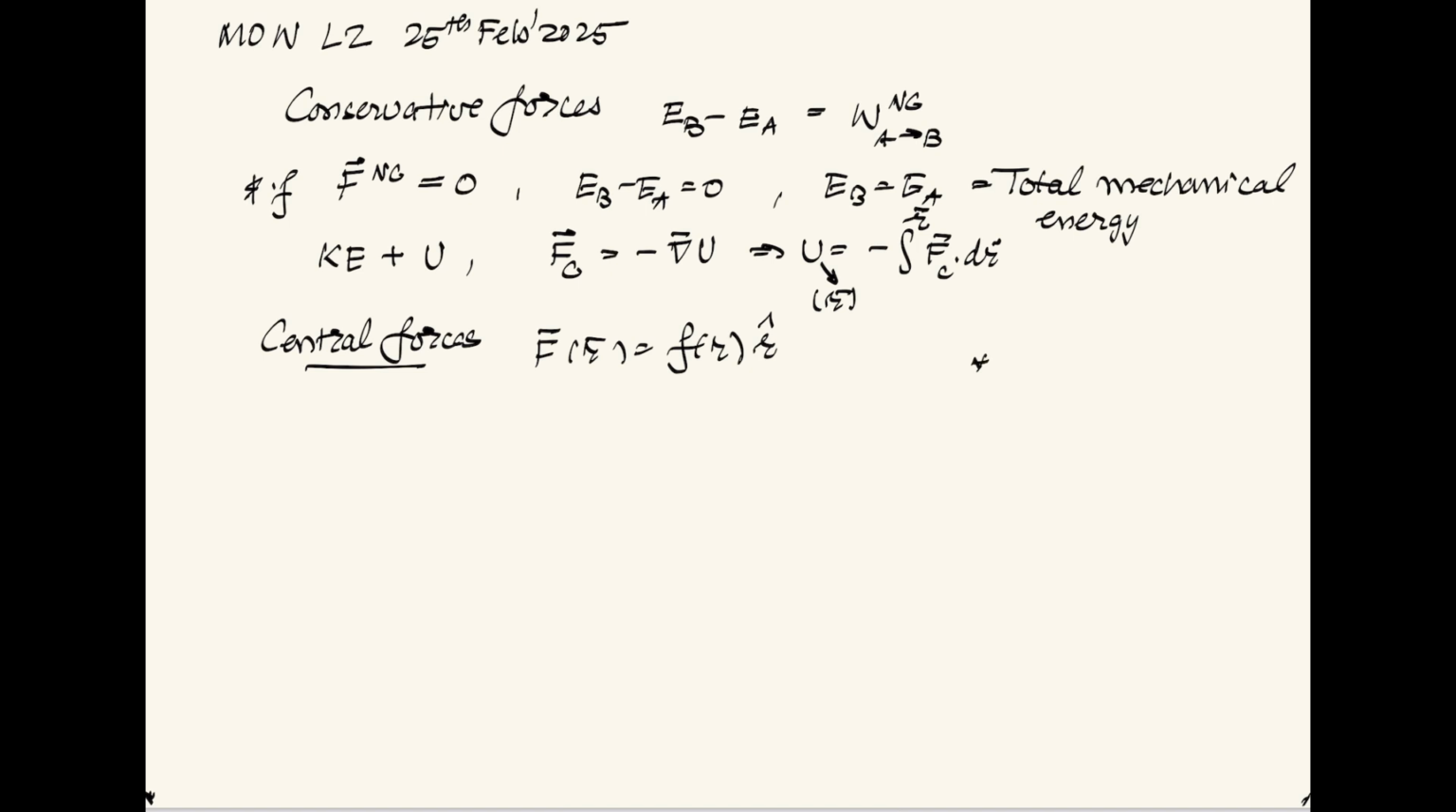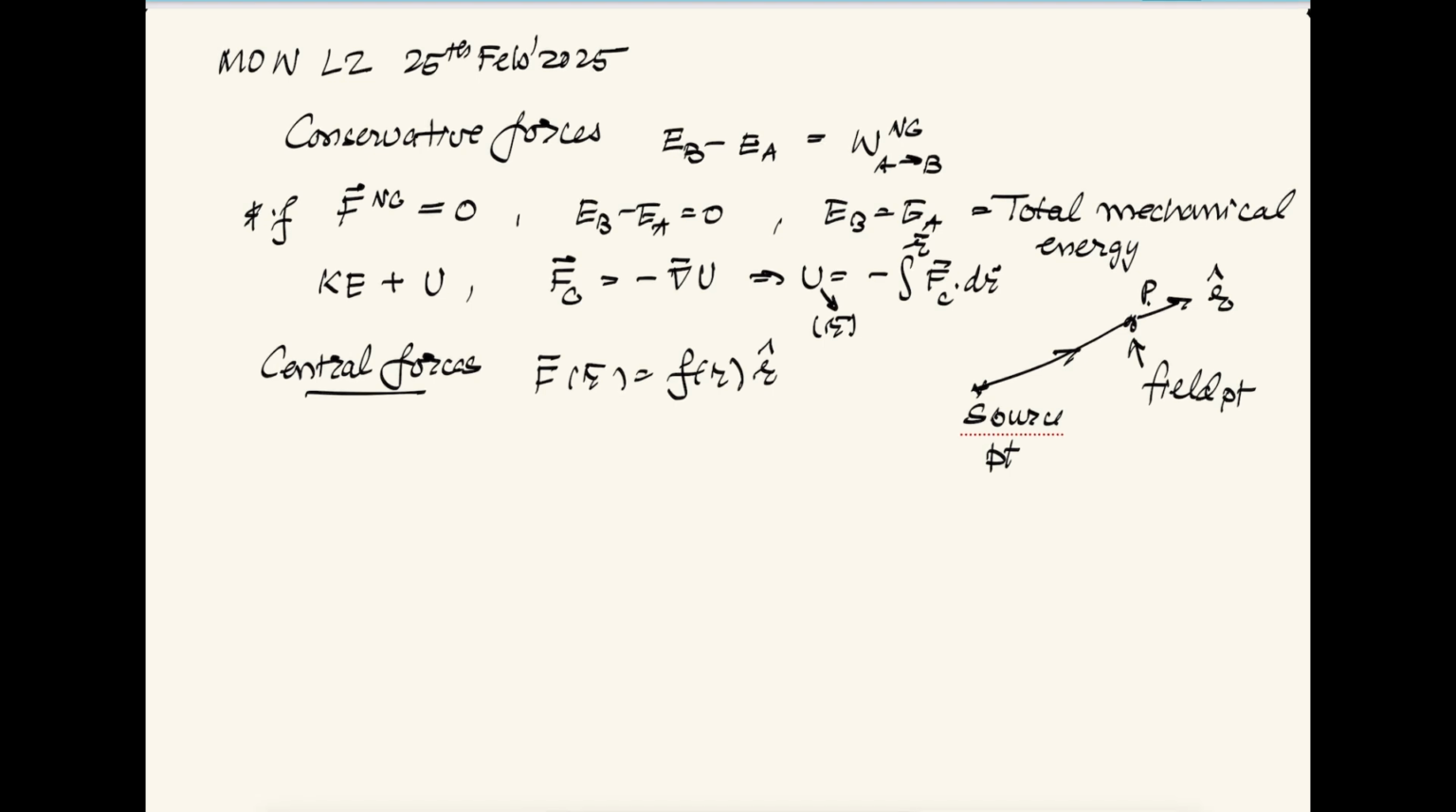So supposing this is the source of the force, and let us say I'm interested in some point P over here, which I'm going to call the field point, and this is what I'm going to call the source point. Then the vector that joins the source point to the field point is the radial vector, and there is a unit vector along that direction. So we find that the force depends upon the magnitude of the vector S to P, and it is along the line that joins S and P. That's what we mean by a central force.